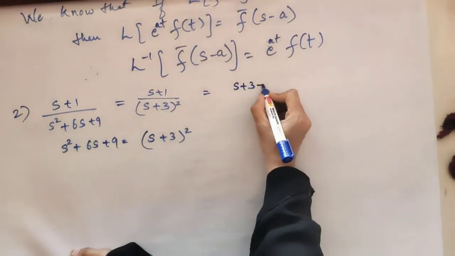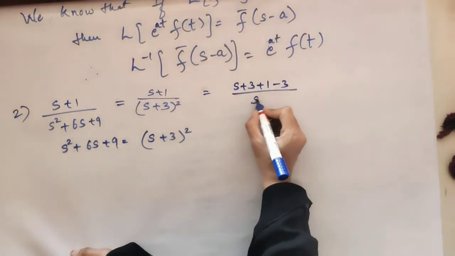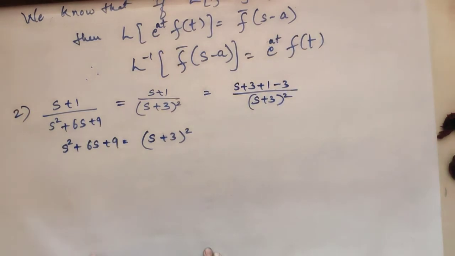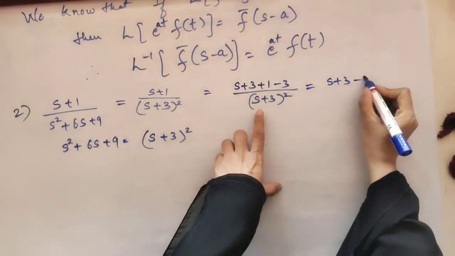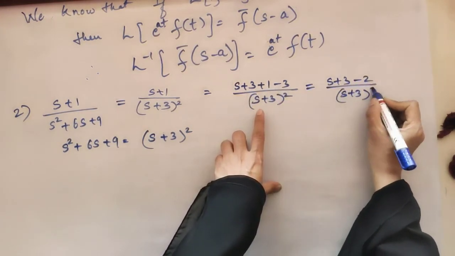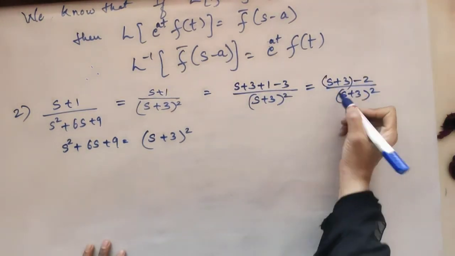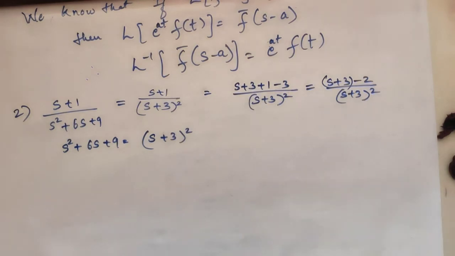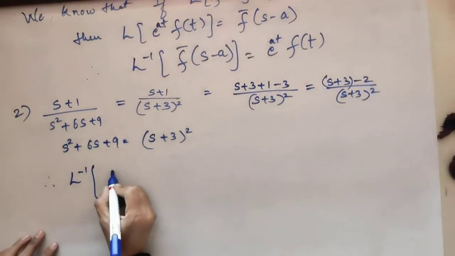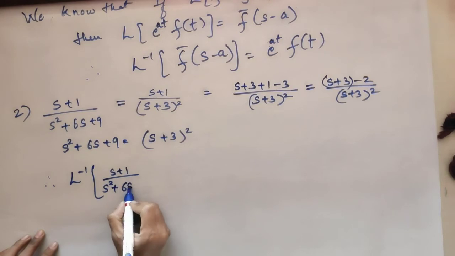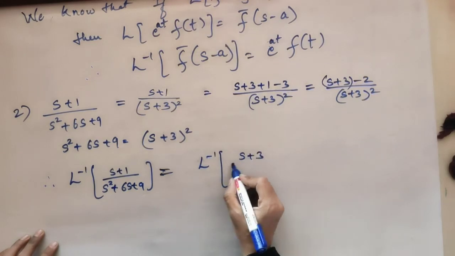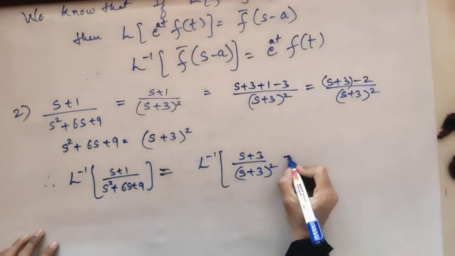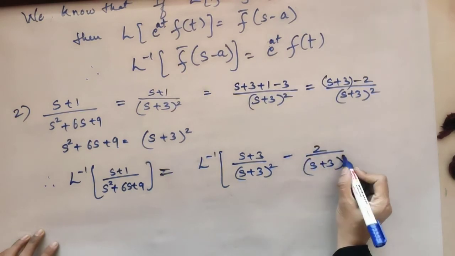So it will become s plus 3 plus 1 minus 3 I will do, divided by s plus 3 whole square. I can do it like this. Now this is again equal to s plus 3 plus 1 minus 3, it is minus 2 divided by s plus 3 whole square. Now wherever it is s plus 3, I'll take that one term, and minus 2 divided by that I'll take as another term, so that I can cancel it. Therefore L inverse of s plus 1 divided by s square plus 6s plus 9 will be L inverse of s plus 3 divided by s plus 3 square. I am separating the terms now. 2 divided by s plus 3 square.